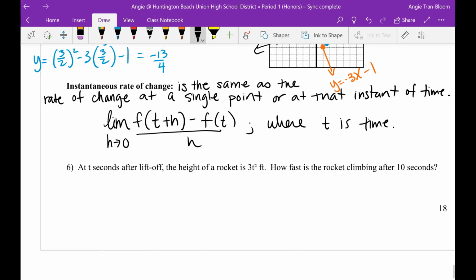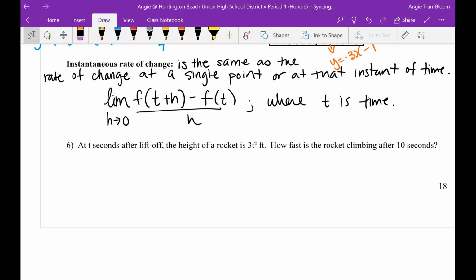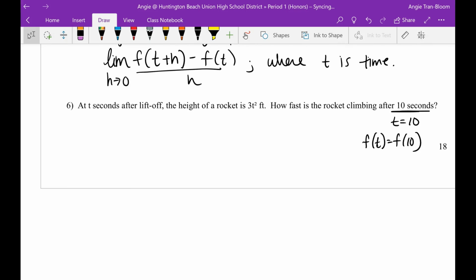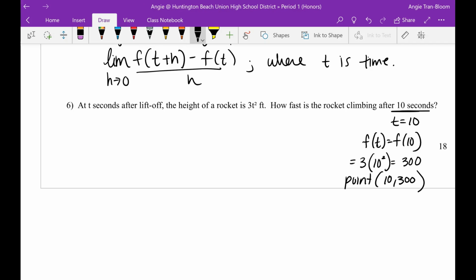example 6. At t seconds after liftoff, the height of a rocket is 3t squared feet. How fast is the rocket climbing after 10 seconds? So I'm looking when t is 10 seconds, okay? So I'm going to say, hey, when t is 10 seconds, what's f of t? F of t, which is really f of 10, okay? F of 10 is, let's plug it in, okay? 3 times 10 squared is going to be, 10 squared is 100, times 3 is now 300. So your point is 10 comma 300, okay?